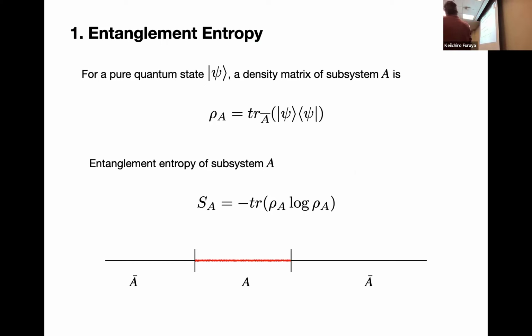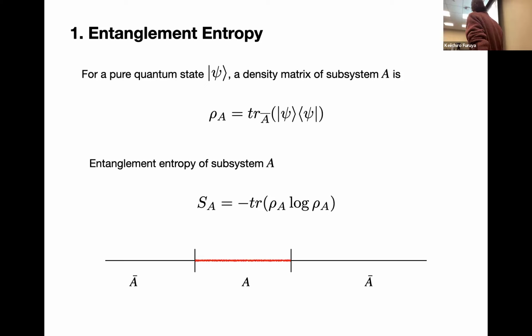Consider a pure quantum state. You can think about a whole system partitioned into A and A bar. Then the density matrix associated to the subregion A can be defined in this way using the partial trace over degrees of freedom in A bar. Then the entanglement entropy of subsystem A is defined as this one. So this is a quantum mechanical quantity, and this is very basic. This is the building block of our story.